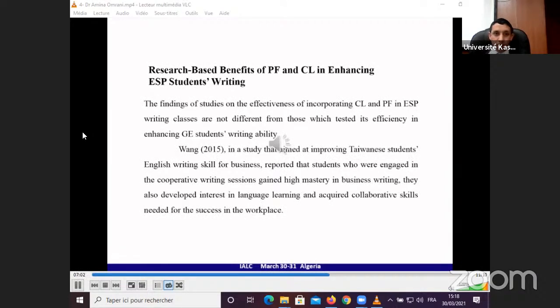Now we move to the research-based benefits of peer feedback and cooperative learning in enhancing ESP students' writing. The findings of studies on the effectiveness of incorporating CL and PM in ESP writing classes are not different from those which tested its efficiency in enhancing general English students' writing ability. One study that aimed at improving students' English writing skills for business reported that students who were engaged in the cooperative writing sessions gained high mastery in business writing. They also developed interest in language learning and acquired collaborative skills needed for success in the workplace.